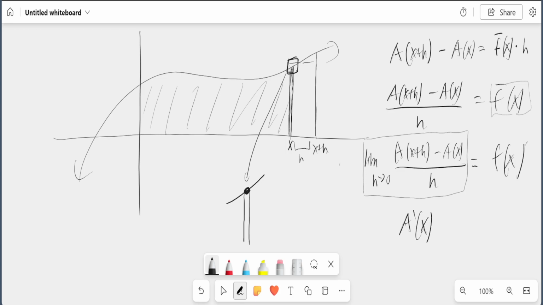And does it make sense why the average value turns into f of x when you take the limit as h goes to 0? It turns into just f of x when you take the limit, which is what we did to both sides. Does that make sense? Are there any questions about that? Because I always thought that was pretty cool.